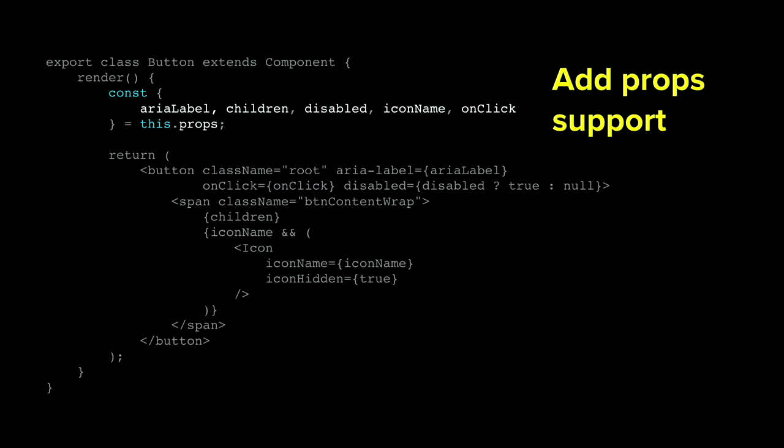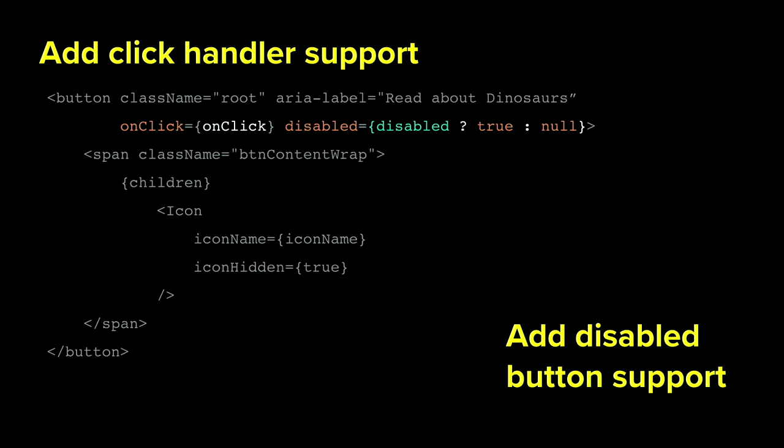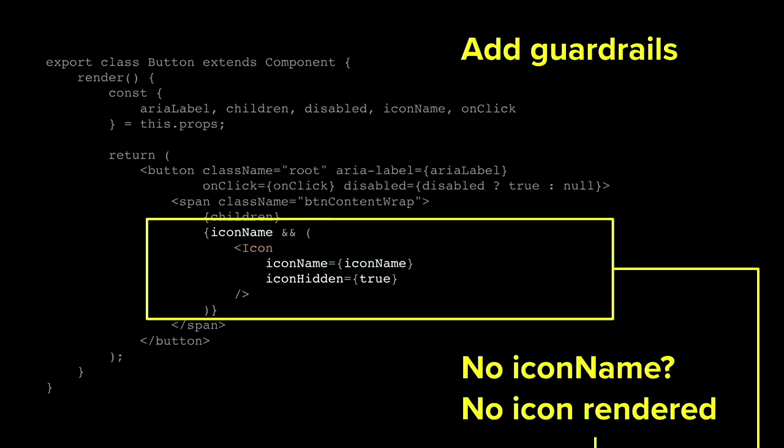So now we're going to add some prop support. I want to go quickly over this one. We're going to add the click handler support here and disabled button support here, and the disabled attribute support will use a true or null pattern because it's the same as what it renders in HTML. And then we're going to add the one guardrail we need here. If someone doesn't pass in the icon name at all, the icon doesn't render in the button.